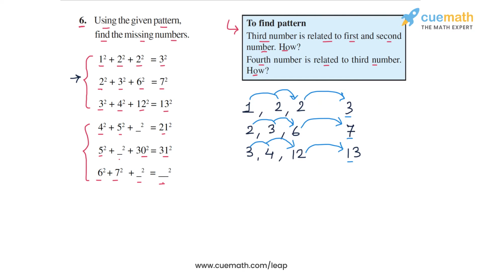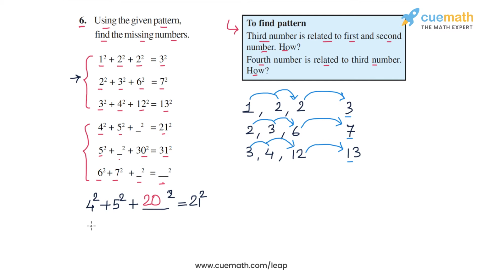Now let's use this pattern to complete the 3 statements. So we have 4 square plus 5 square. So the third missing number will be the product of 4 and 5. So actually let me write the statements again. So we have 4 square plus 5 square, and then we have plus dash square equal to 21 square. So what will go into this dash? So it will be 4 into 5, the product of the first 2 numbers. So this will be 20.